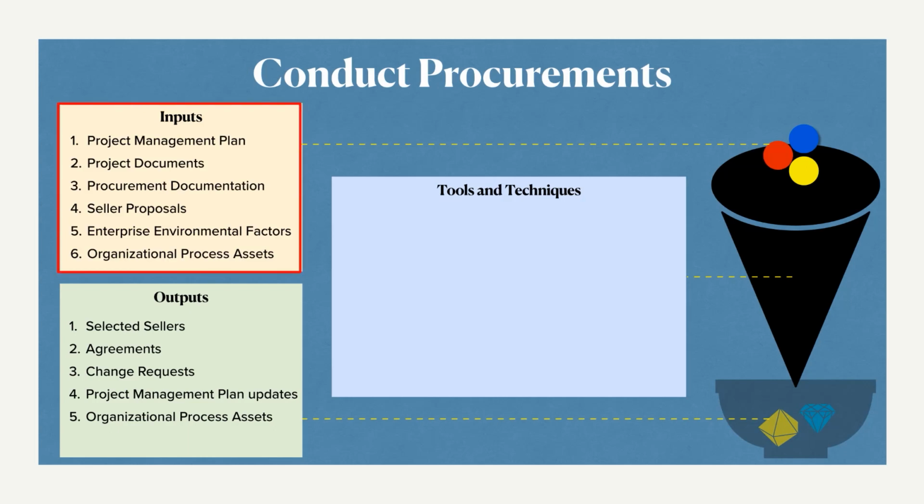Okay, we have 6 inputs to cover. The project management plan and its components, of course, are referred to. All the project related documents are referred to. Procurement documents. What happens here?